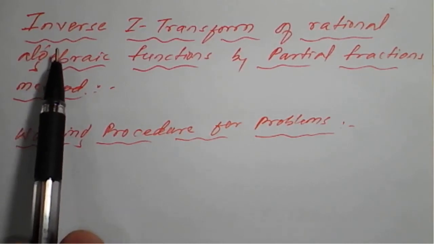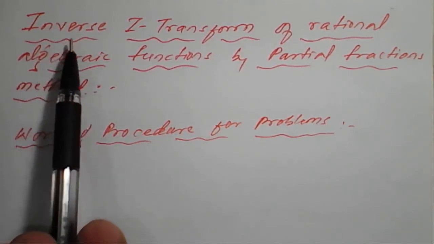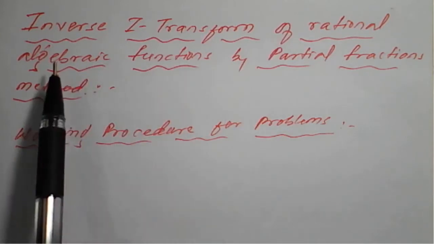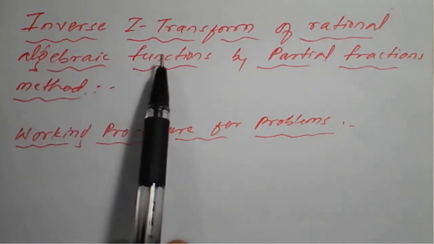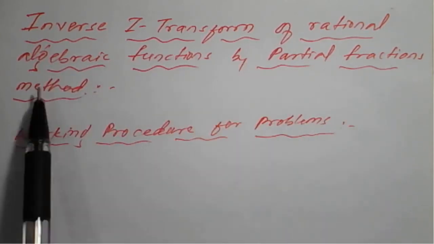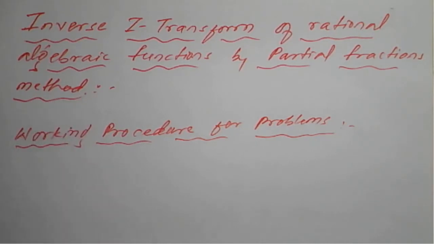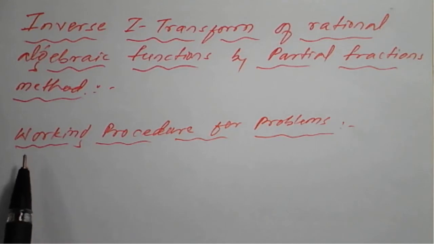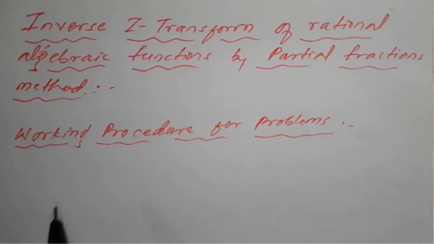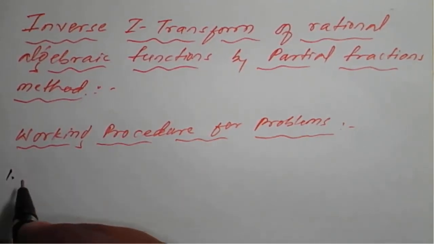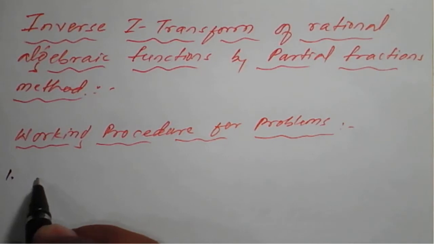Hello students, in today's class we will see inverse Z transform of rational algebraic functions by partial fraction methods. So here is how the problems are going to be simplified. What is the working procedure of the problem we will see today. So inverse Z transform. Here, step number 1 to solve the examples is what?